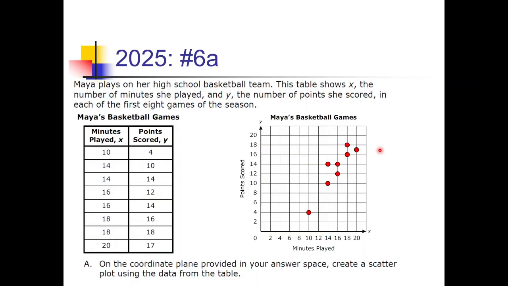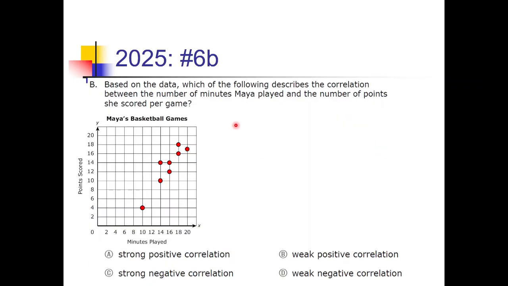And there we go. For part B on the problem, based on the data, they want to know which of the following describes the correlation between number of minutes Maya played and number of points she scored per game. All right, well, if we're asking about correlations and correlation coefficients and all that, we're essentially talking about a line of best fit. So we can approach this problem by trying to draw a line that goes through as many of these points as possible, comes as close as possible to all the points.